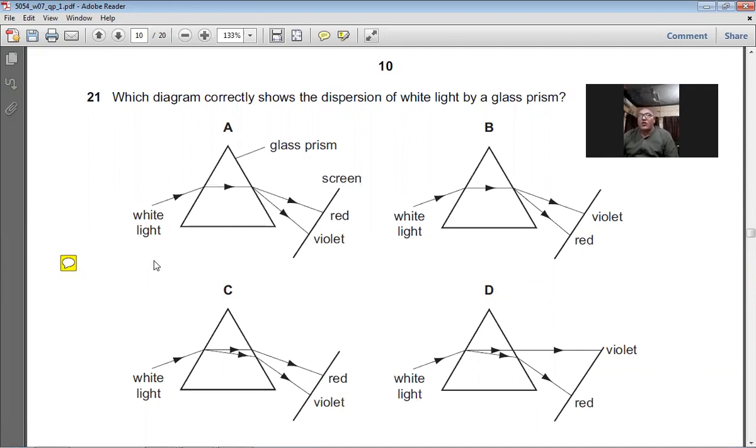So this is wrong. Why? Because here the light has not split. This is also wrong because the light was supposed to split when it enters the glass prism. This is right. This order is also right. So I think C is the right choice.